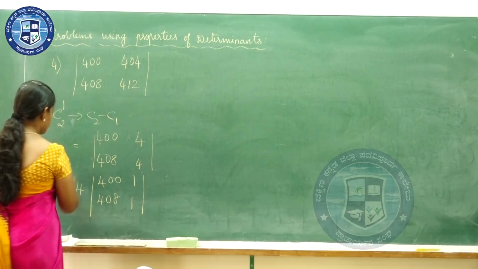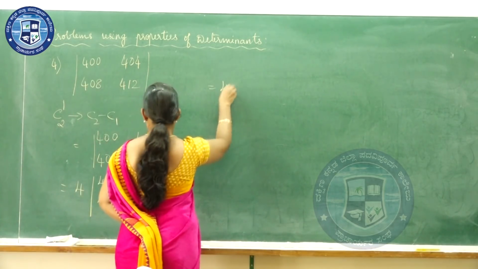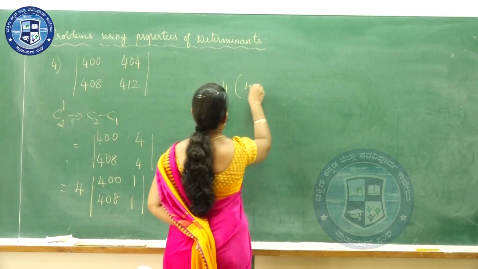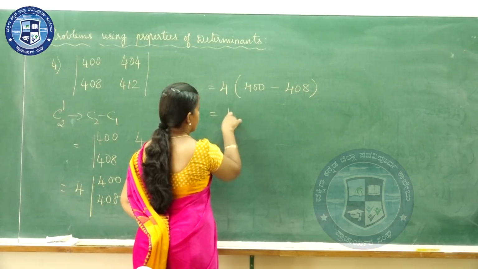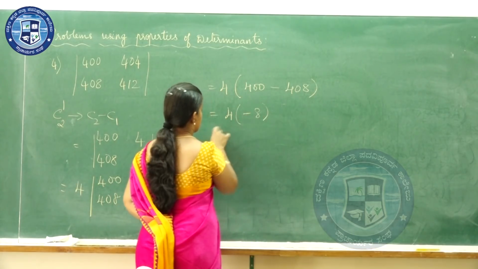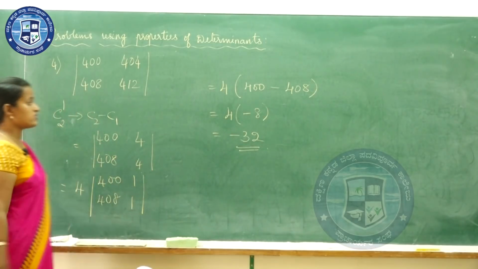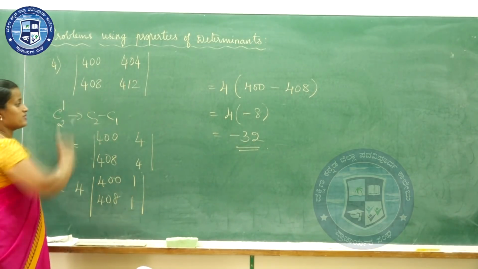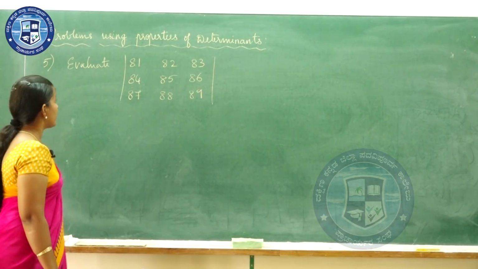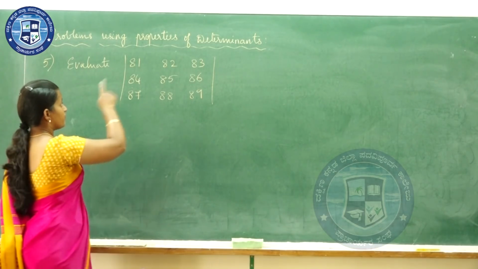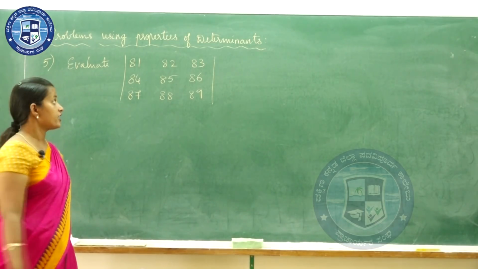Now further evaluate. 4 into 400 minus 408. So you will get 4 into minus 8. So the answer is minus 32. So minus 32 is the answer for this determinant. Fifth problem, evaluate the determinant 81, 82, 83, 84, 85, 86, 87, 88, 89.